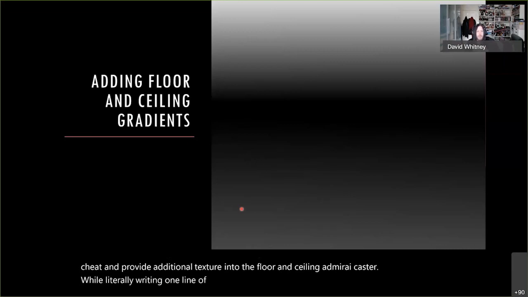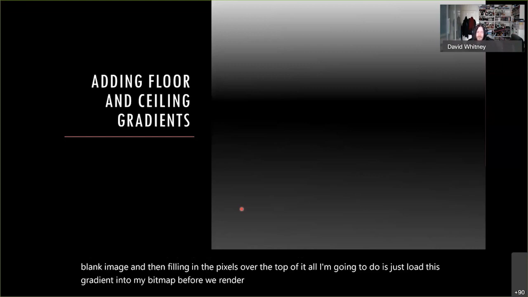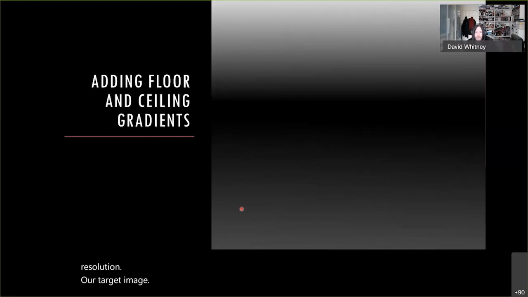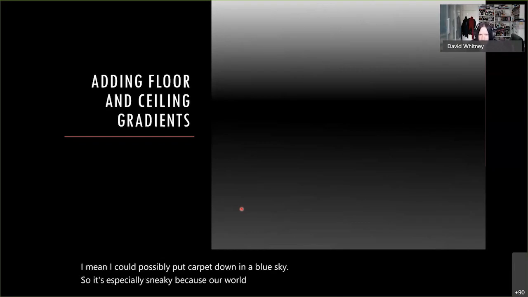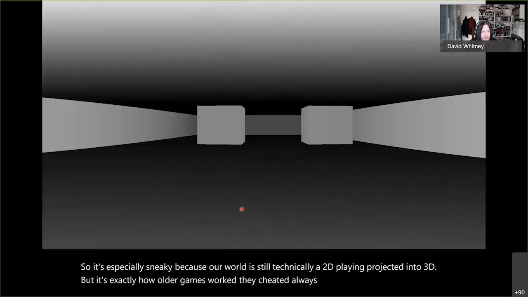Well, two, I suppose. Instead of creating our world from a blank image and then filling in the pixels over the top of it, all I'm going to do is load this gradient into my bitmap before we render the world, and I'm going to resize it to the resolution of our target image. And it'll come out looking like we had a floor and ceiling all along. I mean, I could possibly put carpet down and a blue sky. It's especially sneaky because our world is still technically a 2D plane projected into 3D. But it's exactly how all the games worked. They cheated. Always cheat. See? Doesn't that just feel a little bit more real?